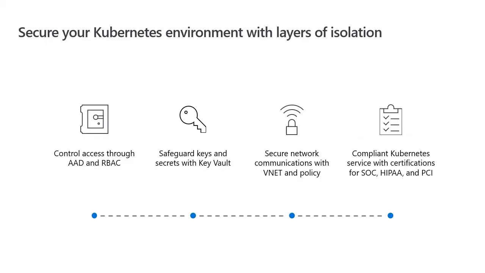The other part of the Azure Kubernetes Service environment is that it allows you to put in layers of isolation. For example, you can control access through Azure Active Directory or role-based access control. There's Key Vault to safeguard your keys. You can secure your communications across the different nodes through VNet and policy, and you can also be assured that your Kubernetes and your containers are actually running on a platform that's compliant with over 200 security and compliance standards such as SOC, HIPAA, and PCI.